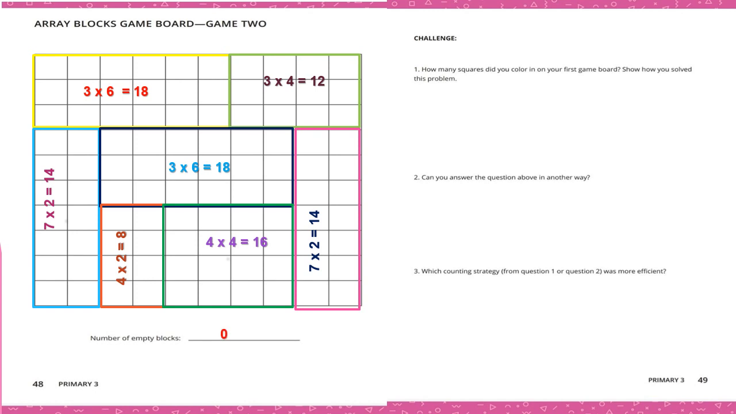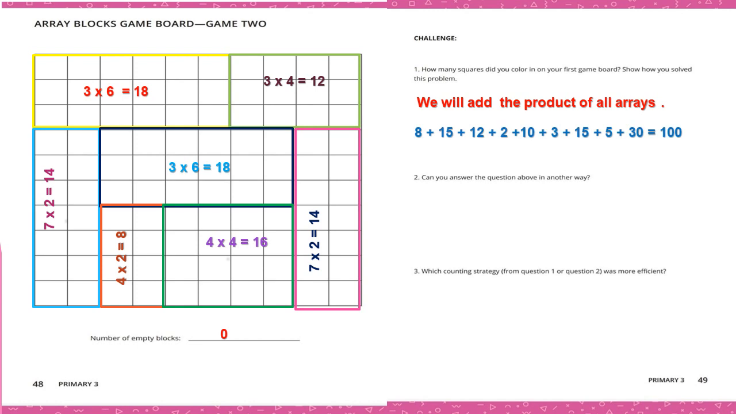The second page, challenge number 1. How many squares did you color on your first game board? Show how you solved this problem. We will add the product of all arrays. 8 plus 15 plus 12 plus 2 plus 10 plus 3 plus 15 plus 5 plus 30 equals 100. We add these numbers, we get 100.